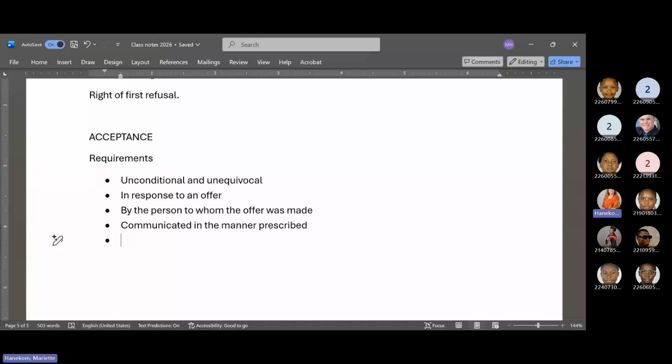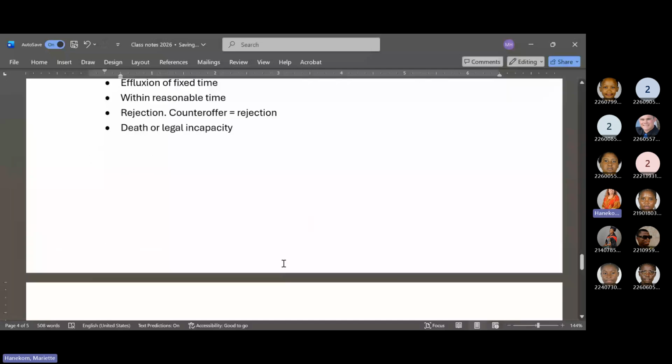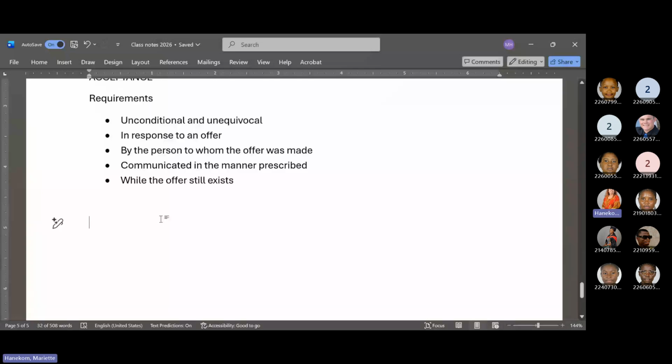And then obviously, while the offer still exists, if it has lapsed, you can't accept it anymore. Please take note, I'm just trying to make your life easier for you. I'm going to do a quick copy and paste here. I've already told you to watch out for repetition. It's the same thing, it's just reinforcing the concepts.